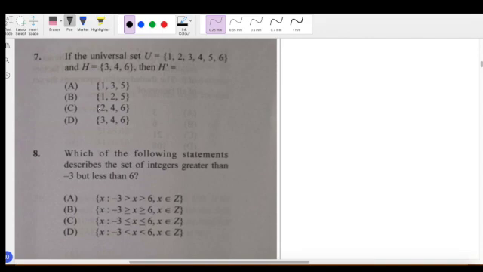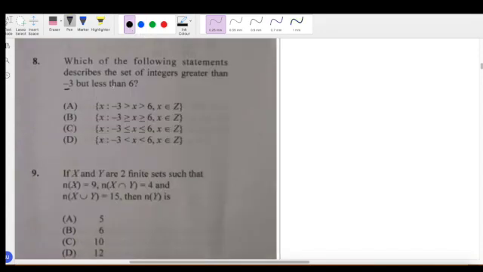If the universal set U is 1, 2, 3, 4, 5, 6, and H is 3, 4, 6, H complement will be everything but 3, 4, and 6. So it'll be 1, 2, and 5, B.